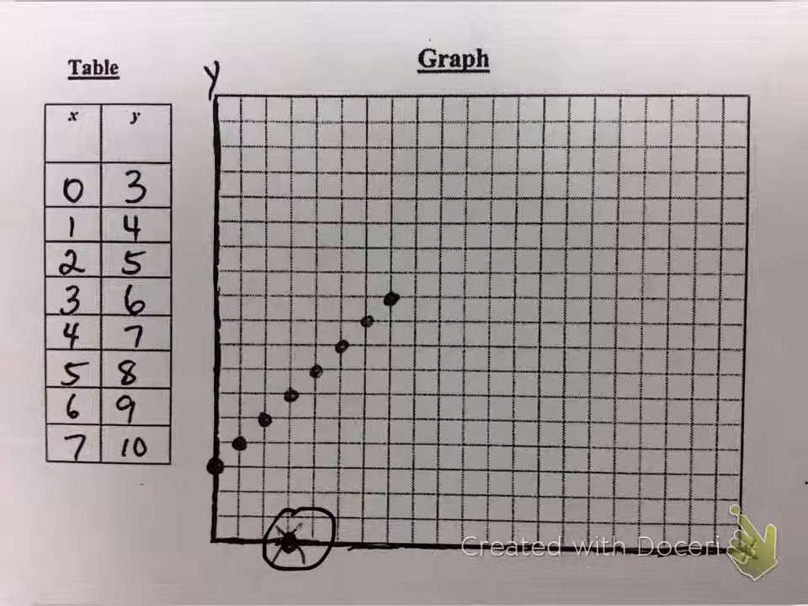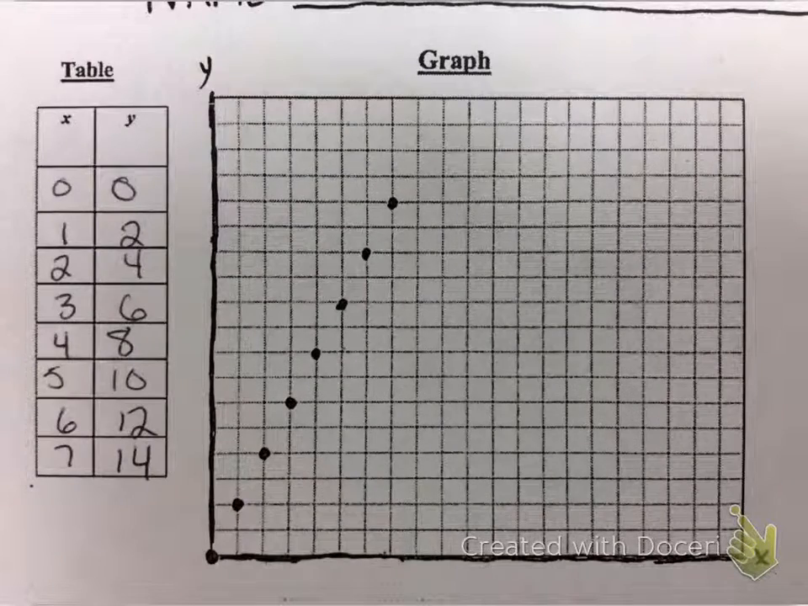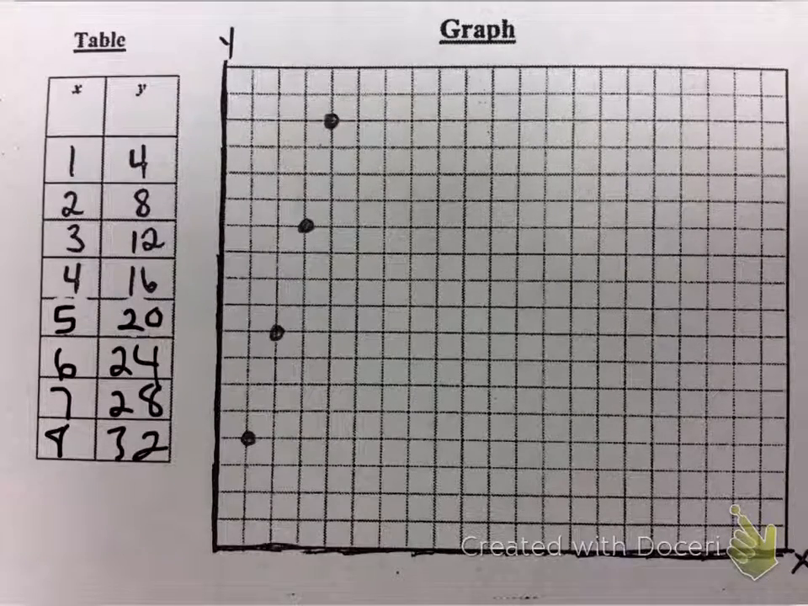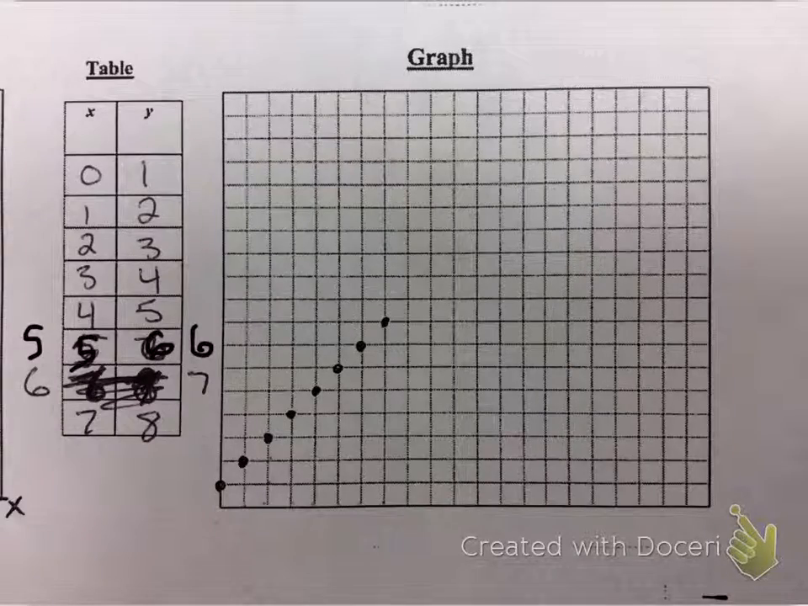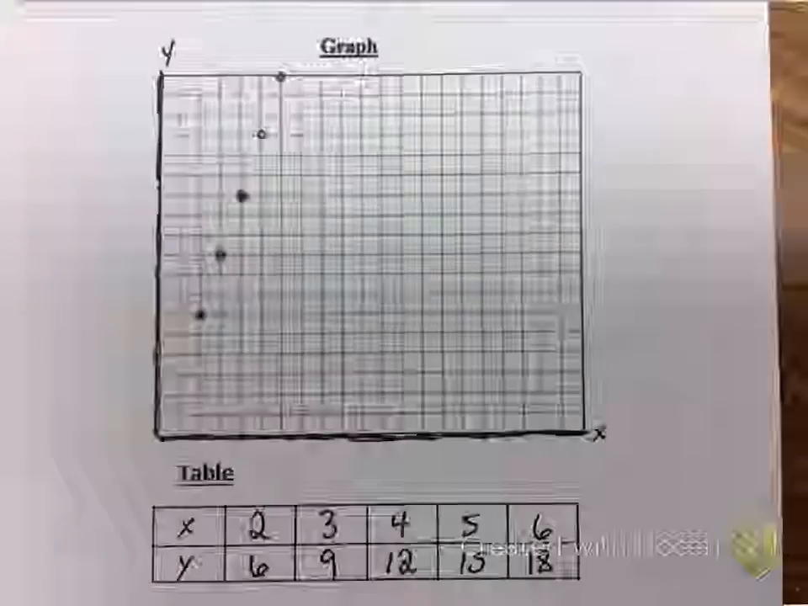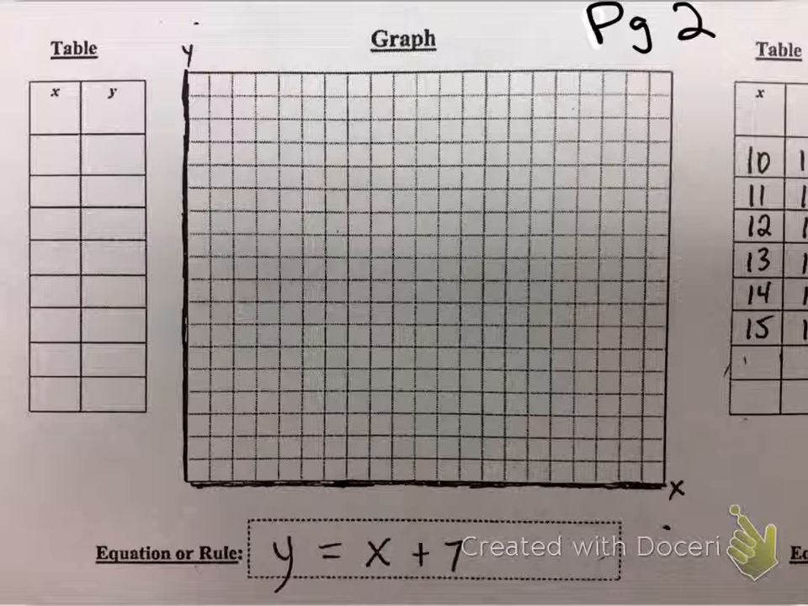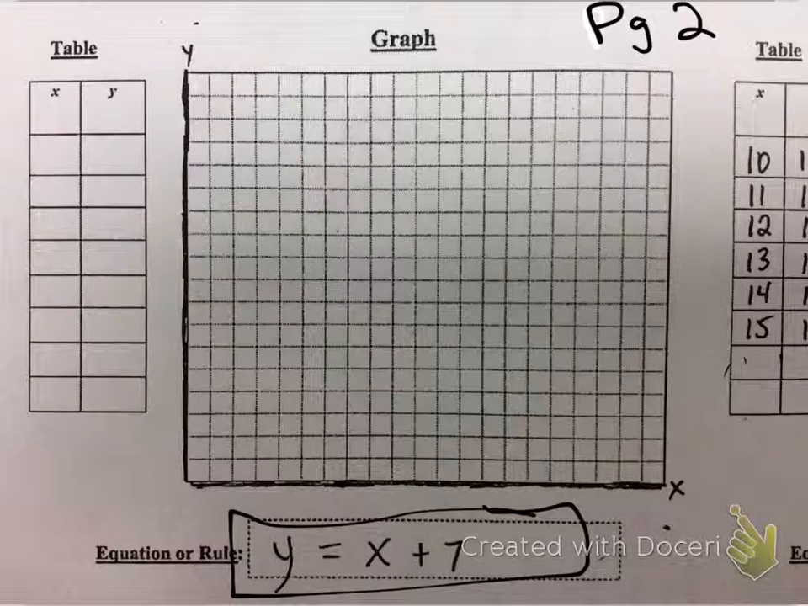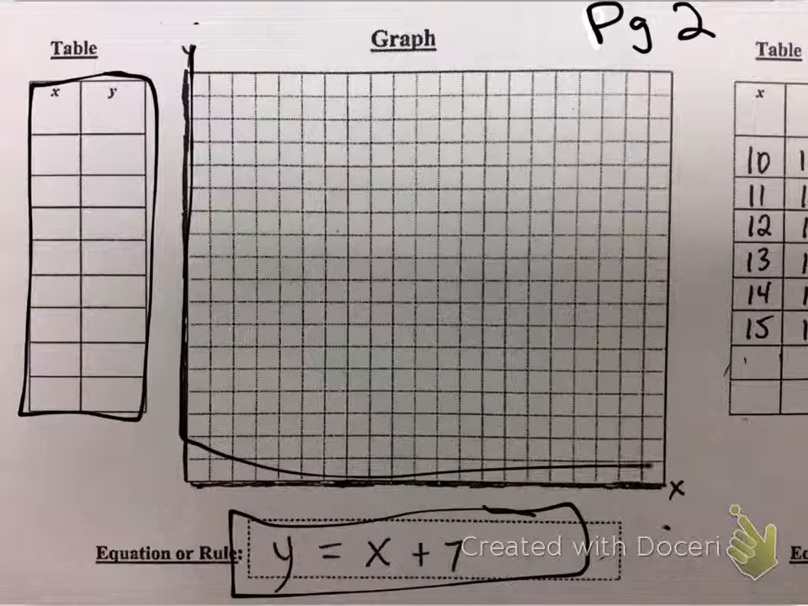So what we did in class today is we went through these things. We were given a table and we graphed it. We were given a graph and we put it into a table. Again, we went from a table to a graph, graph to a table, all the way through this one right here. Now on this one, we started off with an equation at the bottom, y equals x plus 7, and we had to write a table from that equation, and then graph the table.